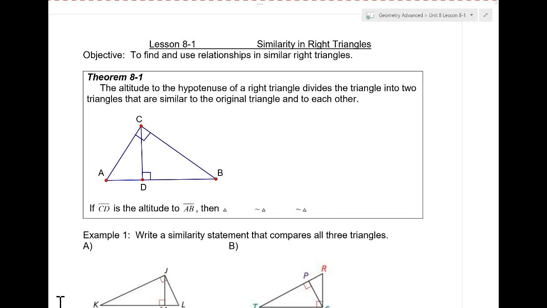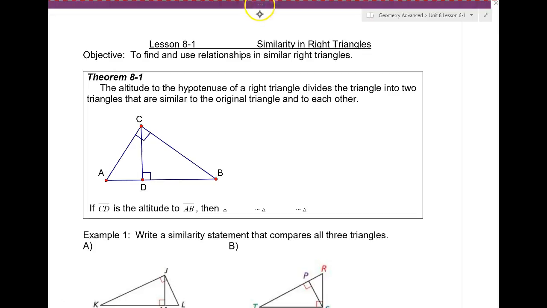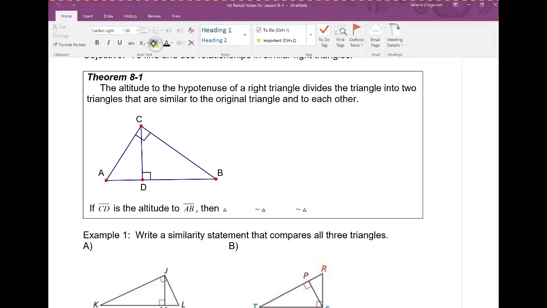It says the altitude to the hypotenuse of a right triangle divides the triangle into 2 triangles that are similar to the original triangle and to each other. All right, so what are we talking about? First of all, how many triangles do you guys see in this diagram? 3, right? Does everyone see the big one? Triangle ABC.